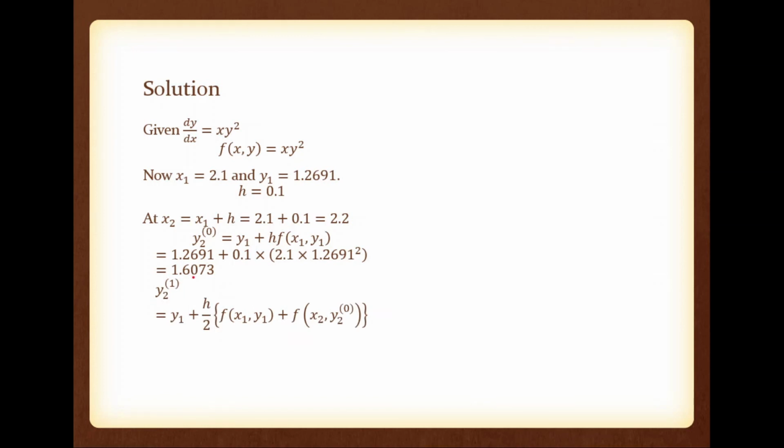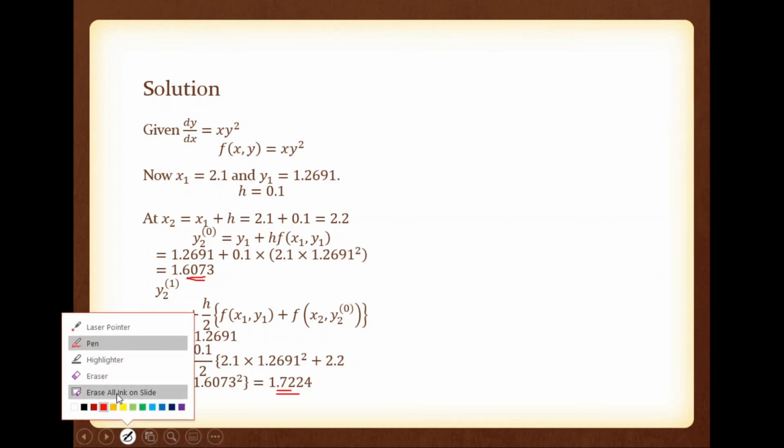y2 of 1 is equal to y1 plus h by 2 into f of x1 comma y1 plus f of x2 comma y2 of 0, that is equal to 1.2691 plus 0.1 divided by 2 into 2.1 into 1.2691 square, that is already available here, plus 2.2 into 1.6073 square. So this is equal to 1.7224. So this one is after first modification, and these two values are not same. Means we have to continue our modification.